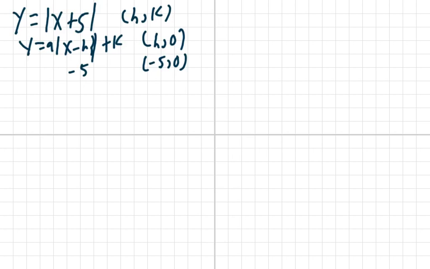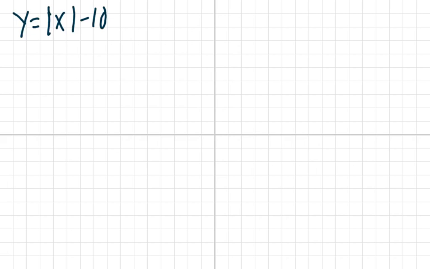Let's graph this. So -5, so 1, 2, 3, 4, 5. Then the slope, which is just 1. That would be your final answer. Vertex, there is no h. There's just a k. So it would be 0 and -10. Go down to -10. Slope would be 1. Go straight.